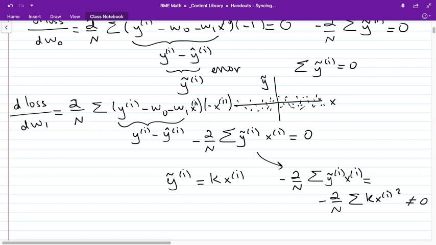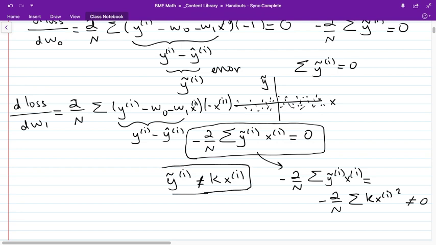So what this tells us is that for this condition to hold, if you fit the data correctly, which means that you found the parameter w1 correctly, then if you look at your errors, it cannot be a linear function of your input. So if you fit your data to a linear function of x, your errors should not be a linear function of x. You should have taken out all the linear components of your data. So this is why I drew this like this.